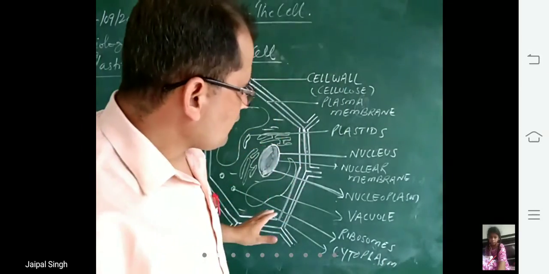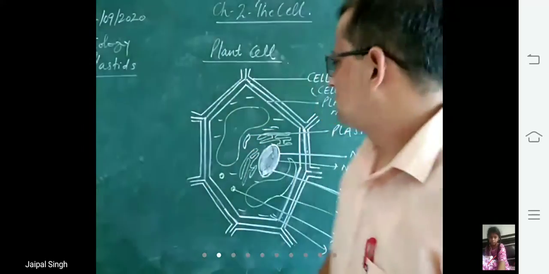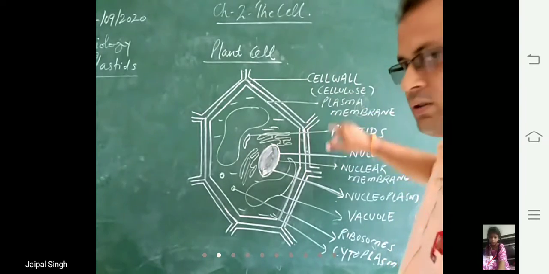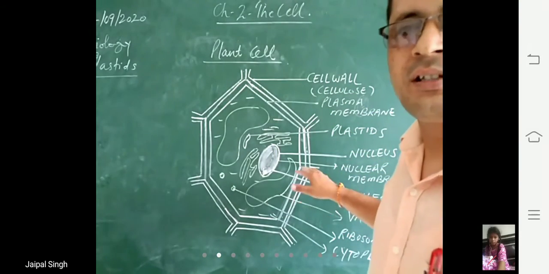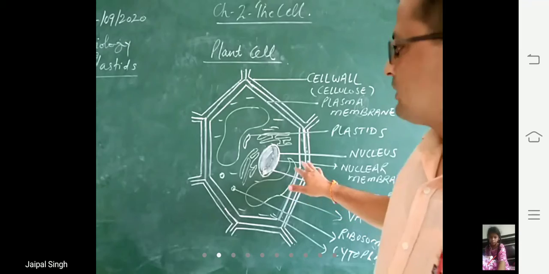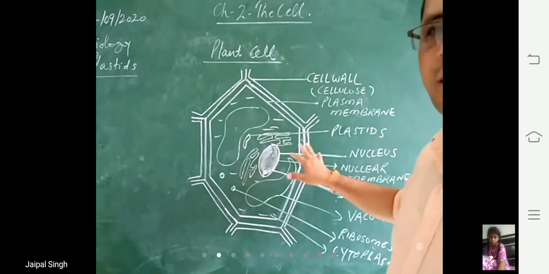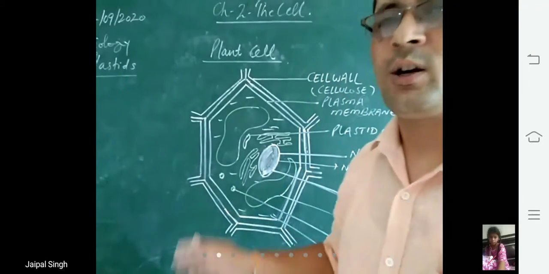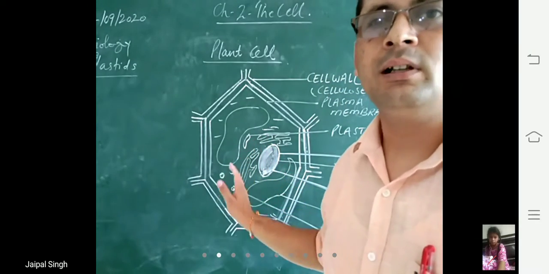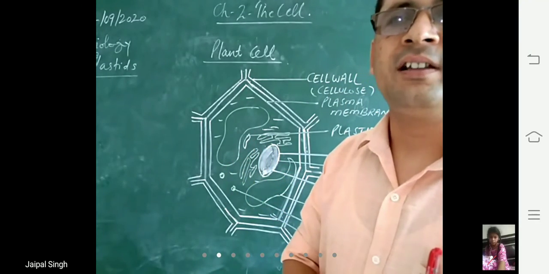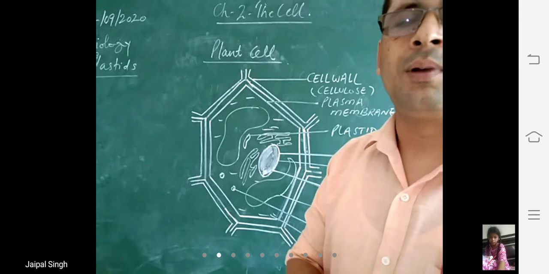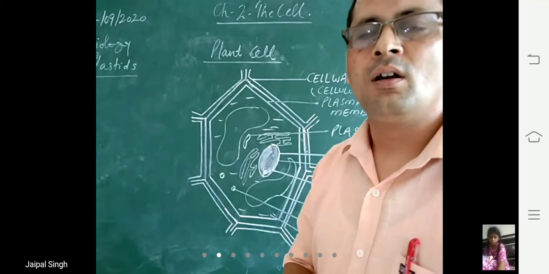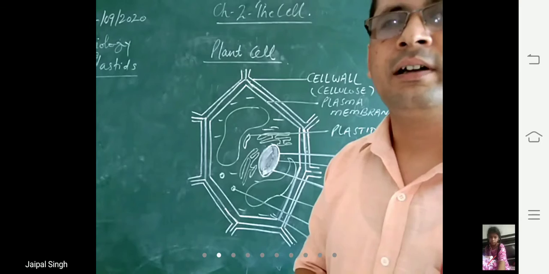So these are the cell organelles or structures which are present in the plant cell. Different structures you can see, I have labeled them. You have to practice the diagram of the plant cell as well as the animal cell. The basic difference to remember is that the plant cell contains a cell wall. In the animal cell, the cell wall is absent.